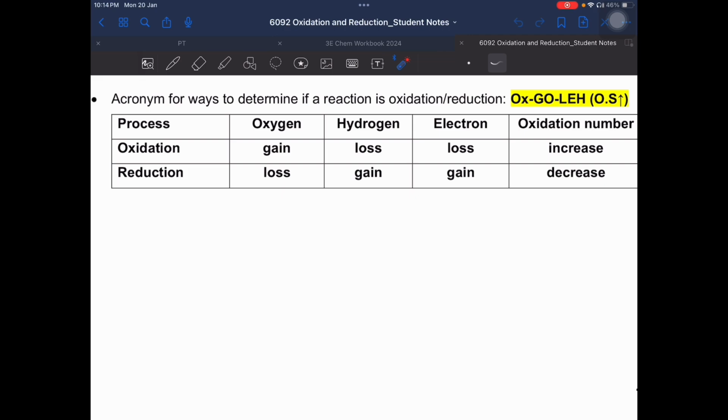And when it comes to reduction, it's actually just the opposite. So if you're looking at gain of oxygen for oxidation, then reduction will be the loss of oxygen, and so on and so forth. So that was covered in the previous video.